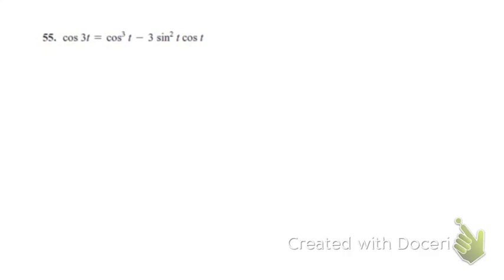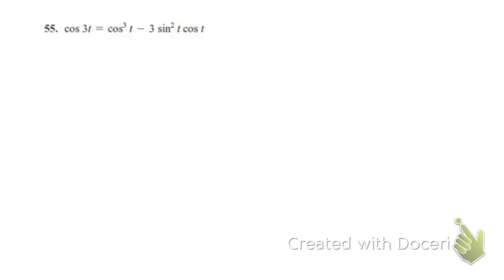All right, 55 was that cosine 3t equals cosine cubed t minus 3 sine squared t cosine t. Is that right? Yeah. All right. So what I'm looking at is this cosine 3t. I have no triple angle identity. There is no triple angle identity that says cosine of 3t equals something. So we have to put it in terms that we can break it down into 2t. 2t is the highest we can deal with.